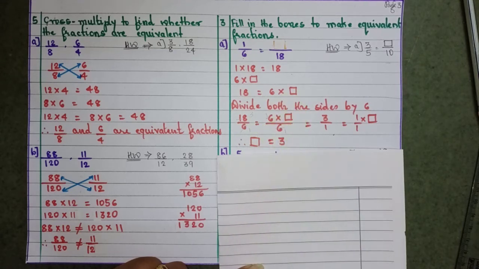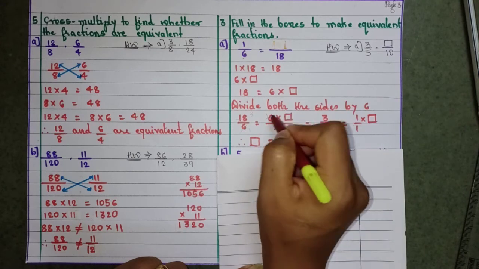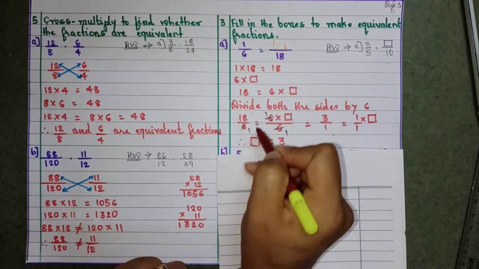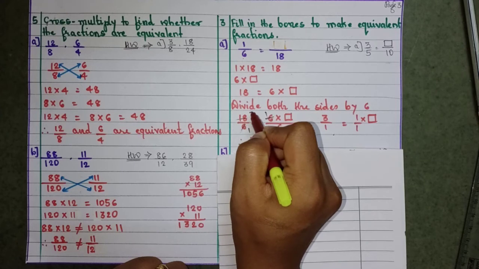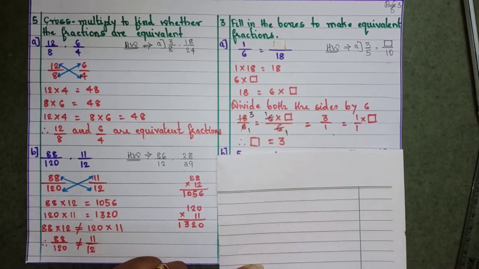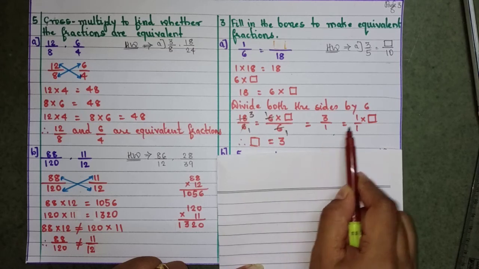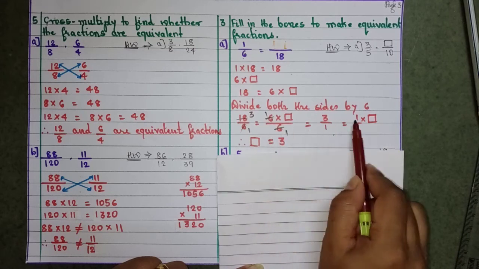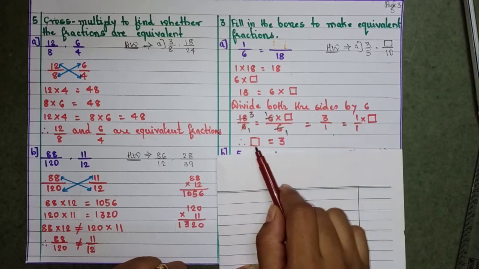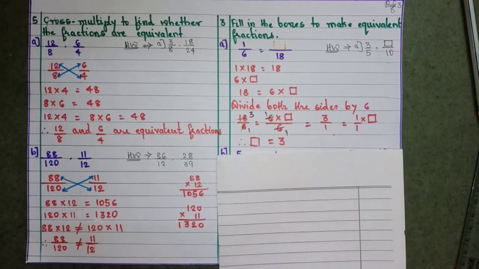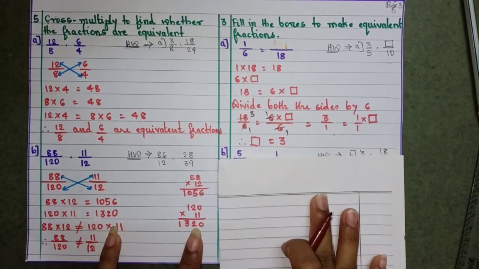And now you know that 6 ones are 6, and 6 threes are 18. Therefore further it can be written as 3 upon 1, which equals 1 upon 1 into box, and therefore the value of box will be 3. Similarly, you can solve for the next example too.